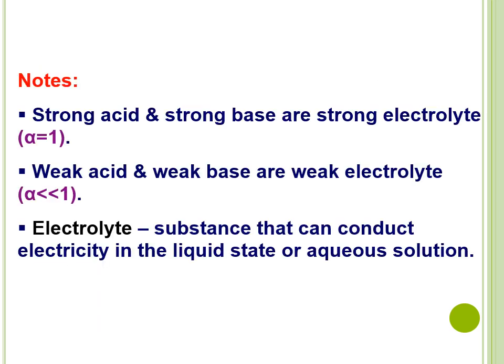Let's take note that strong acid and strong base are strong electrolytes, whereby the alpha is equal to 100% dissociation. But weak acid and weak base are weak electrolytes because the alpha is very much less than 1. An electrolyte is a substance that can conduct electricity in the liquid state or in an aqueous solution.